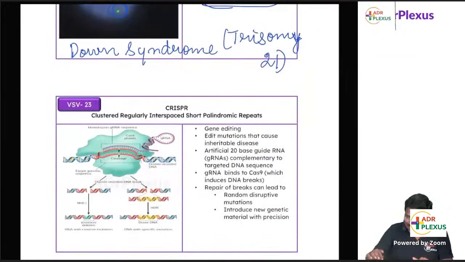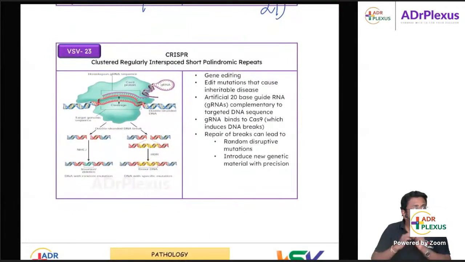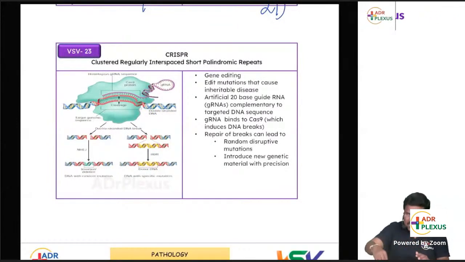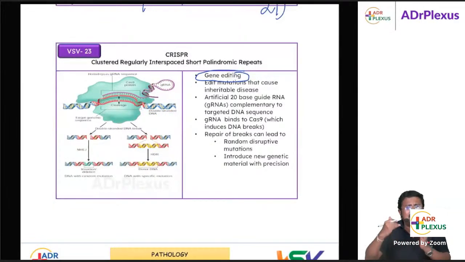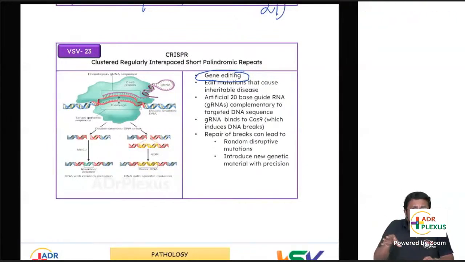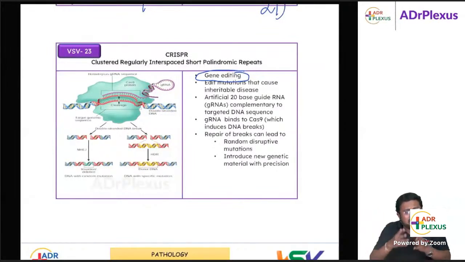The next thing is a recent update which all of us should definitely know before going for our exams. That is CRISPR technology. CRISPR technology is otherwise called gene editing. What is this gene editing? It is similar to gene therapy. There is a gene which is mutated in a person, and because of this gene mutation, the person has the disease. So you remove that gene and replace it with a normal gene. That is gene editing. You are editing the gene.